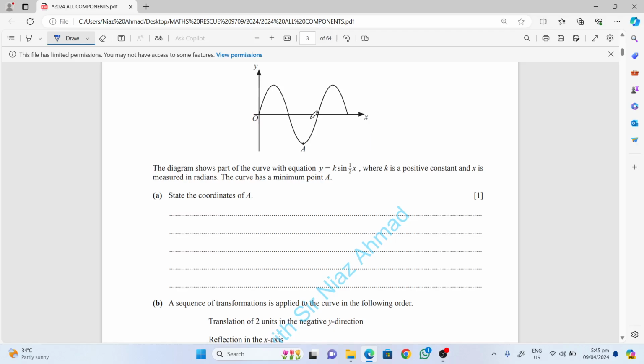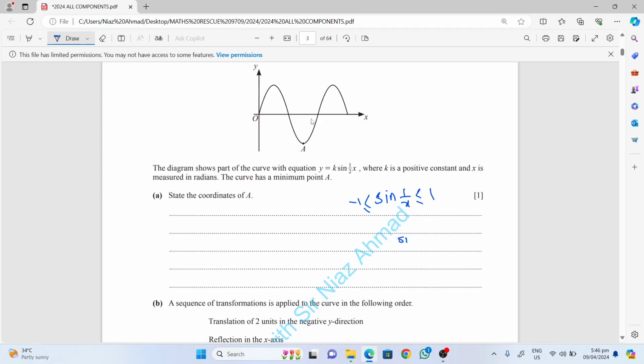That is the solution of this question. Question number 2. The diagram shows part of the curve with equation y equals k sine 1 by 2x, where k is a positive constant and x is measured in radians. The curve has a minimum point A. State the coordinates of A. So look, we know the range of sine 1 over 2x, which is greater than or equal to minus 1 and less than or equal to positive 1.